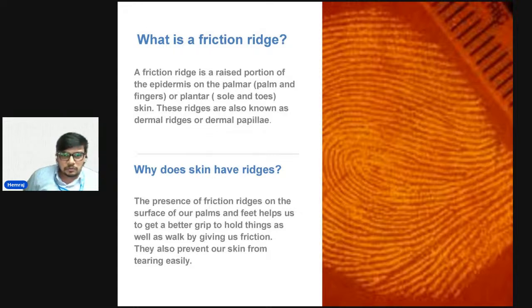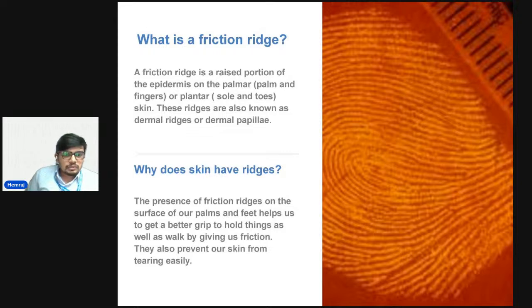If I read from the presentation, it says a friction ridge is a raised portion of the epidermis on the palmar or plantar surface. Palmar surface means in our hand and plantar surface means in our feet. So we have fingerprints not only on fingers but in the entire palm area. Even though we call them fingerprints, there are palm prints also, and there are toe prints also.